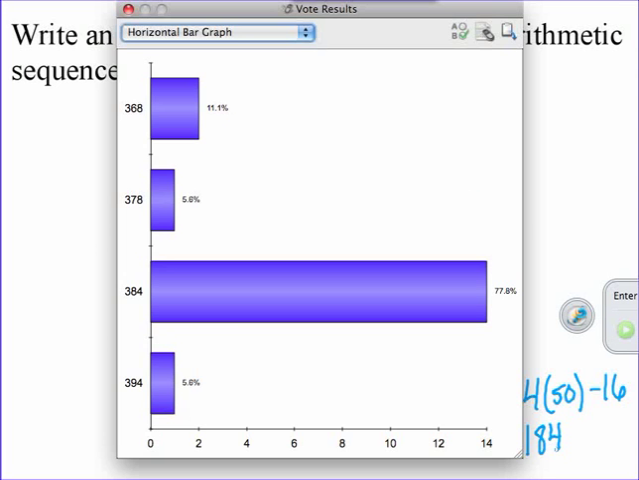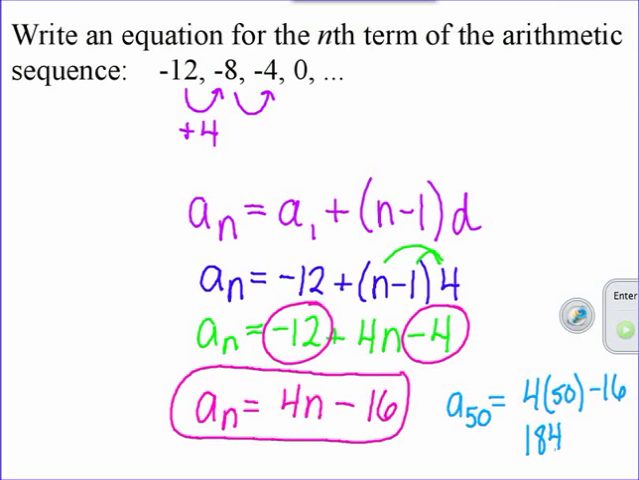Let's see what we all had. 384. Nice job. Okay, so 384. Let's review again how we found that. We're just going to plug 100 in for n down here. So I've got 4 times 100, which is 400, and then subtract 16.